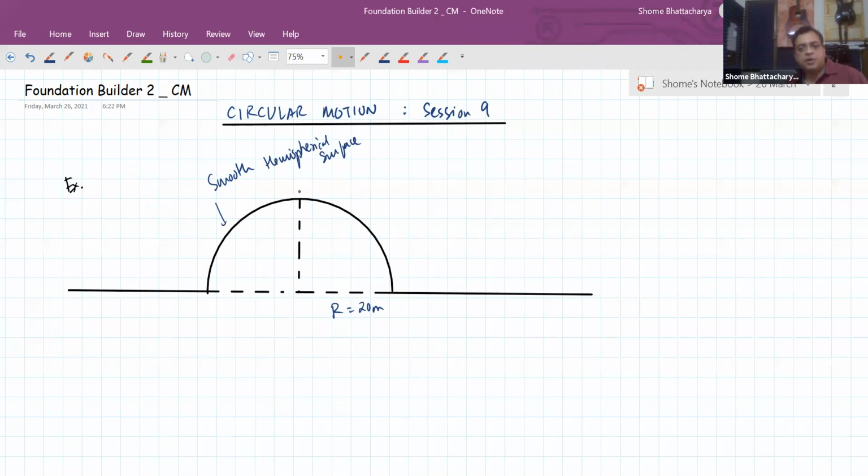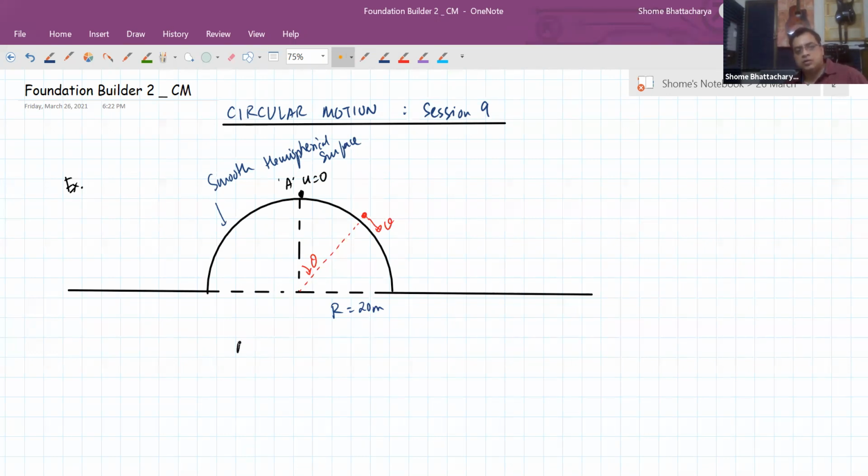Now what is happening is that a particle is initially at rest over here at the point A and is given a slight push. So it just about starts to slip, and after some time it reaches an angular position theta like this with respect to the vertical, and by now it's got a speed v.